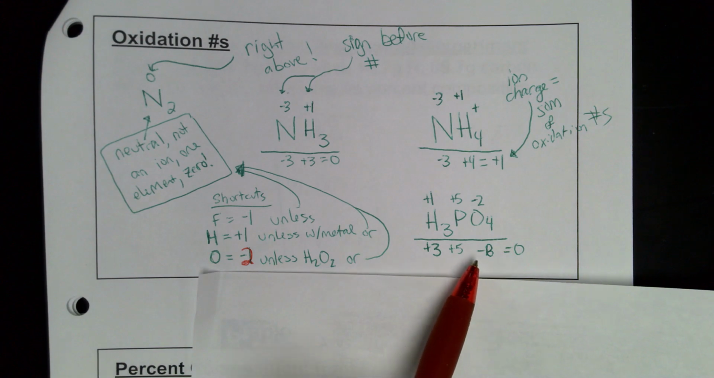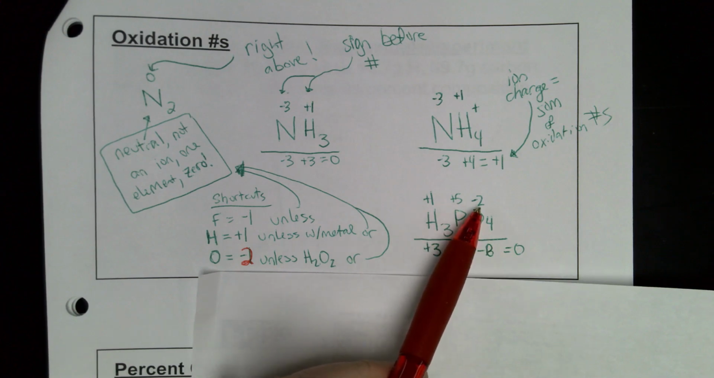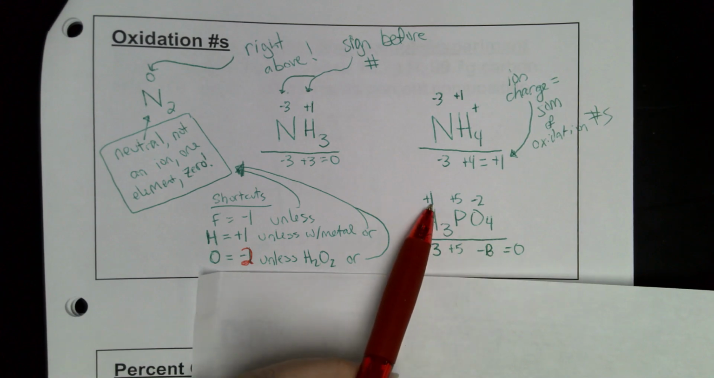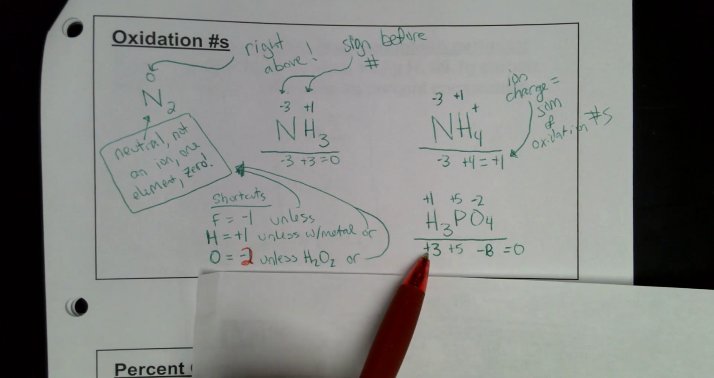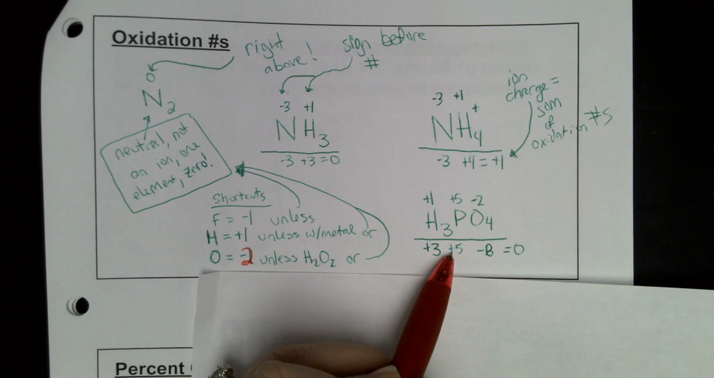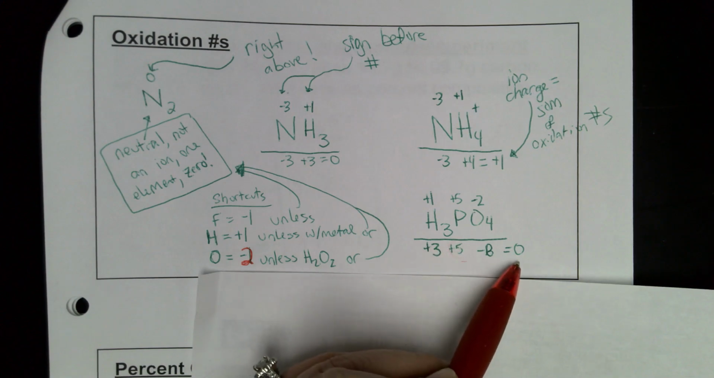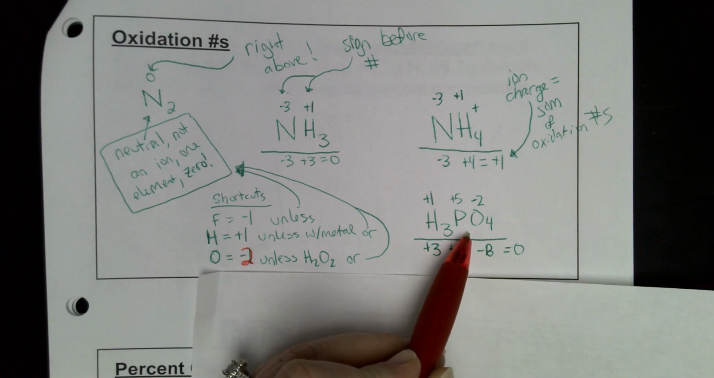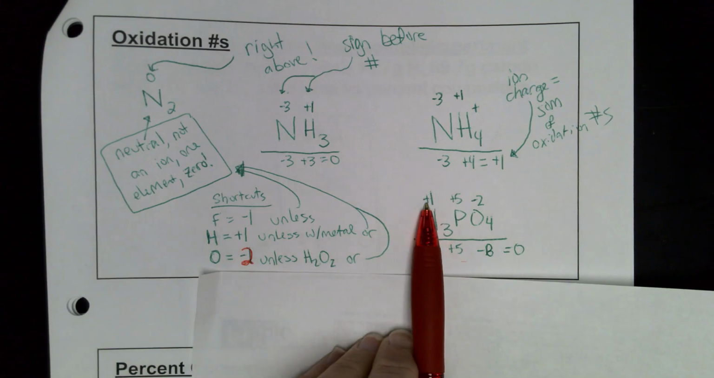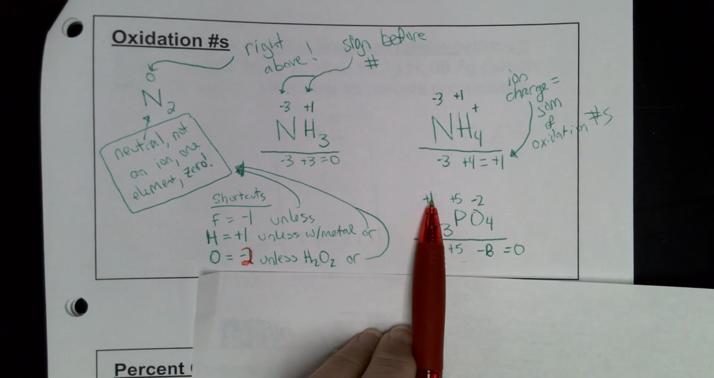Okay, so here would be another example. We have H3PO4. Oxygen's a shortcut element: -2 times 4 is -8. Hydrogen's a shortcut element: +1 times 3 is +3. They have to add up to 0, so the +5 is the only number I could put there. That would make the equation true and add up to 0. Since there's only one phosphorus, all of that +5 charge is right here. So again, for oxidation, put the plus or minus in front of the number and put it right above the element symbol.